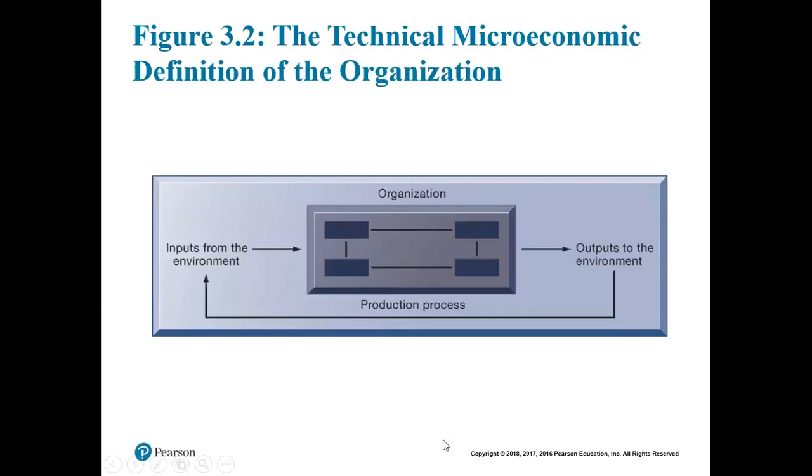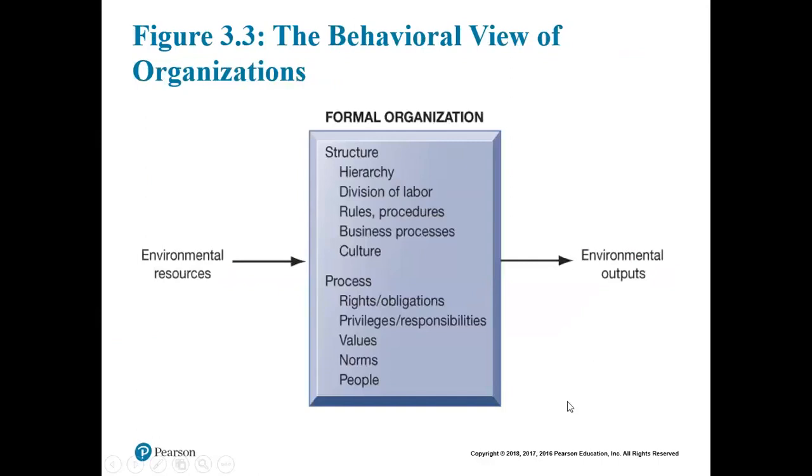This slide shows the technical approach. We get an input from our environment. Our organization processes that input and outputs back into our environment. The behavioral shows our structure, our hierarchy, how our labor is divided, what rules and governance we have in place, how we do our job, our culture, and then the rights, privileges, values, norms, and our people. We still come up with a resource or an input and an output.